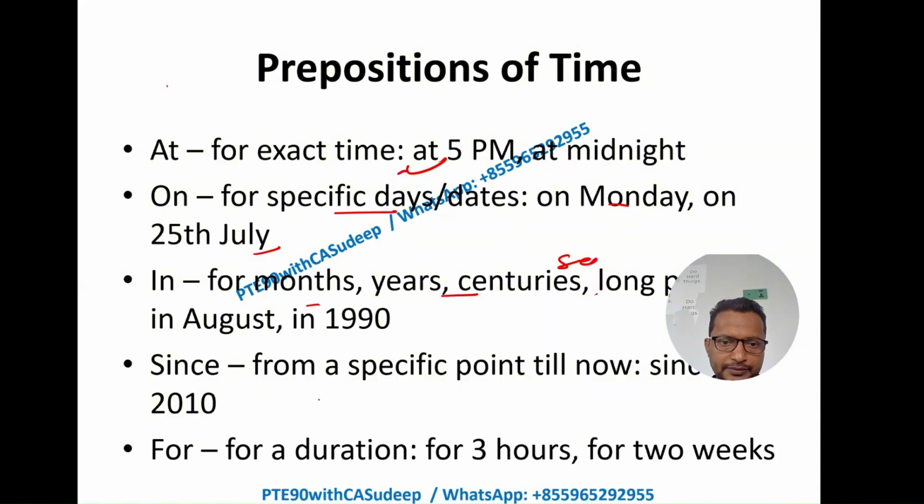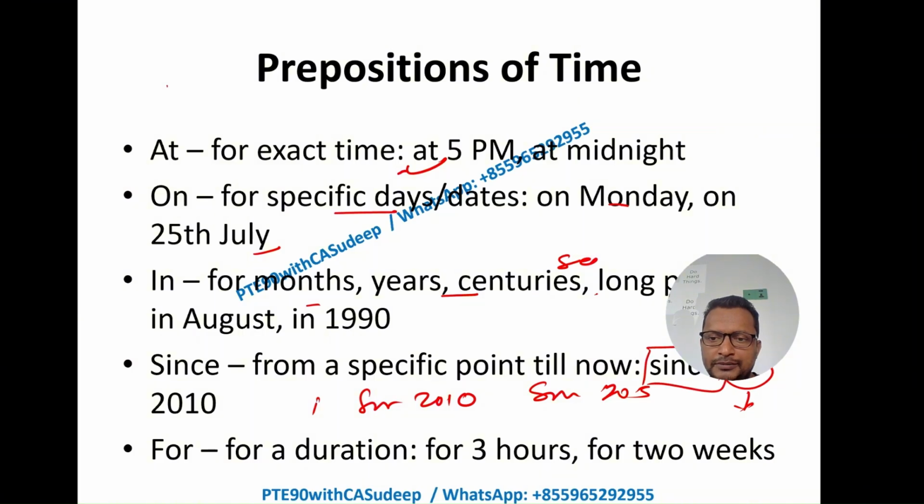And then since, from a specific point in time till now, right? Like I'm living in Australia since 2010, since 2015. People will say since or from. If there is a movement, only then you use from. If there is no movement, and you are referring to a specific point of time, then put since. For a duration, like for 3 hours, for 2 weeks, for a year, if you are referring to the duration, use for. Generally the confusing part is in, on, and at. So I think you guys are clear here.